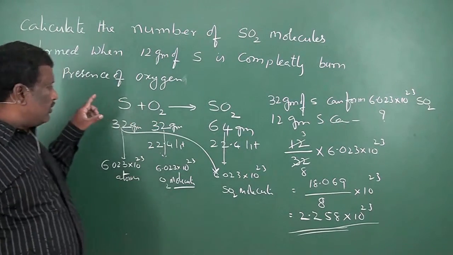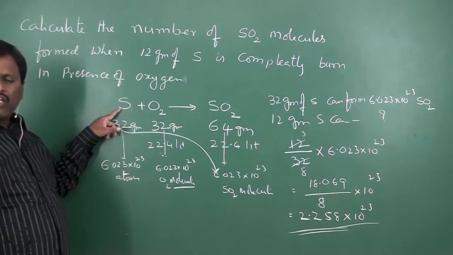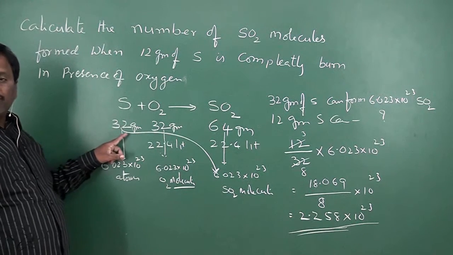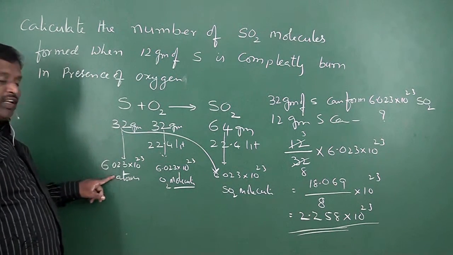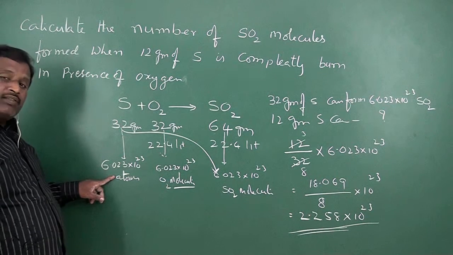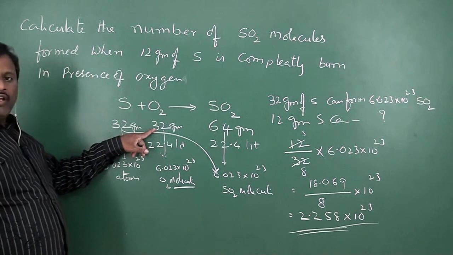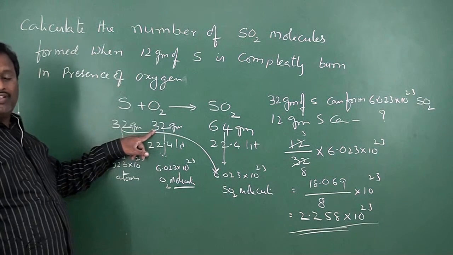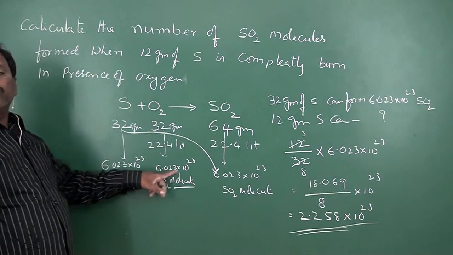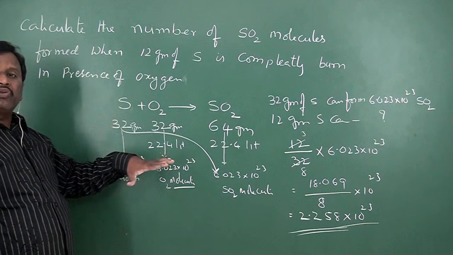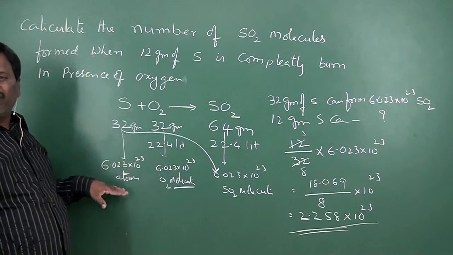For example, here sulfur, 32 is the atomic weight of sulfur. So 32 grams is the gram atomic weight of sulfur. So gram atomic weight of sulfur contains Avogadro number of atoms. Here 32 is the gram molecular weight of oxygen. So 1 gram molecular weight of oxygen contains 6.023 into 10 to the power 23 molecules. So that is the difference.